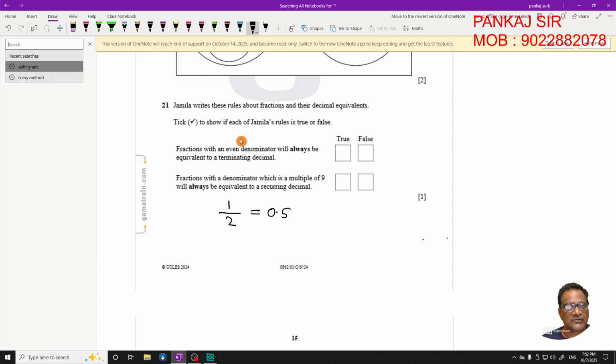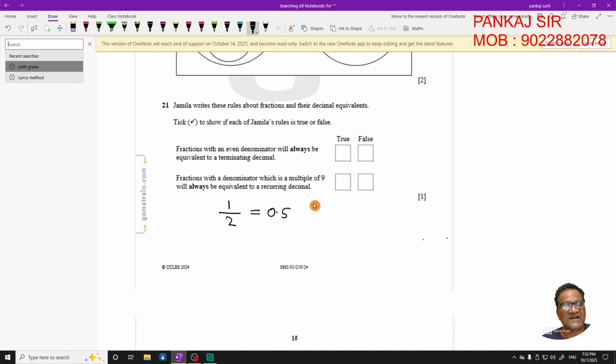So according to Jamila, the fraction with a denominator even number, so I took the even number as 2, and 1 upon 2 works out to 0.5, which is a terminating decimal. She is telling you that a fraction with an even number will always be equivalent to a terminating decimal. So here, by doing this example, I am getting a terminating decimal. But let us see whether this is true for all.